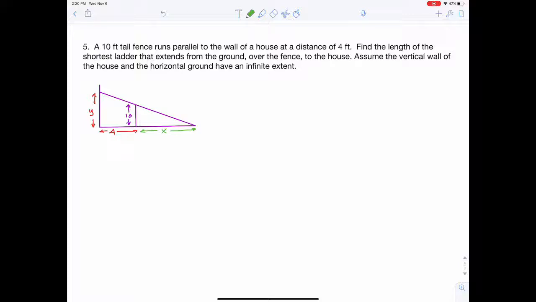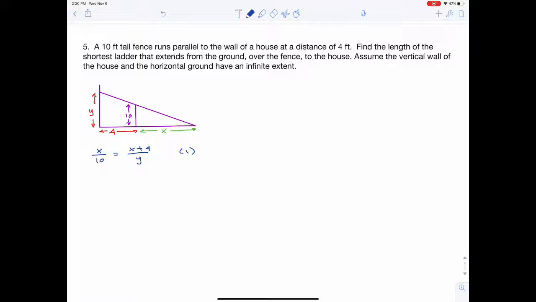So let's see what we need to do. We want to minimize, find the length of the shortest ladder. So we want to minimize the ladder. I need something that's going to relate X and Y. So I'm thinking similar triangles. I have the small triangle, which is X is to 10, and then the larger triangle, which is X plus 4 is to Y. Just to keep things straight, I'm going to call that equation 1.